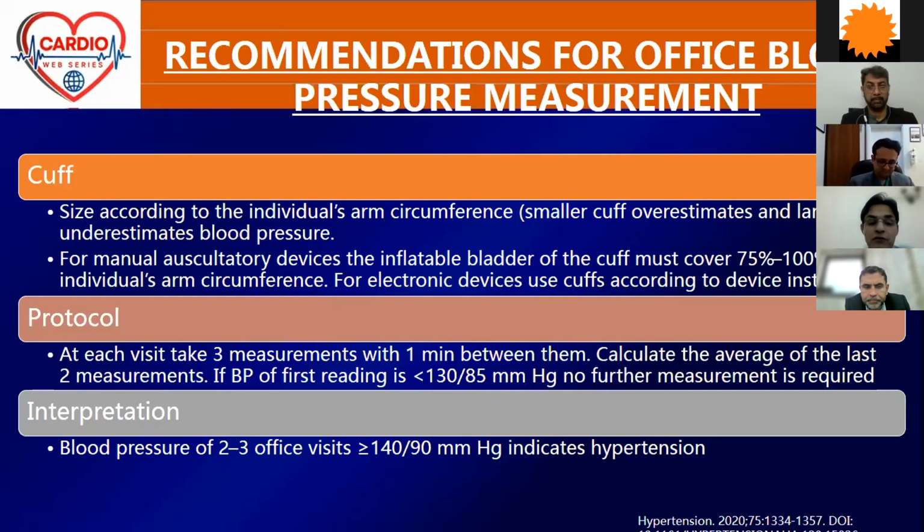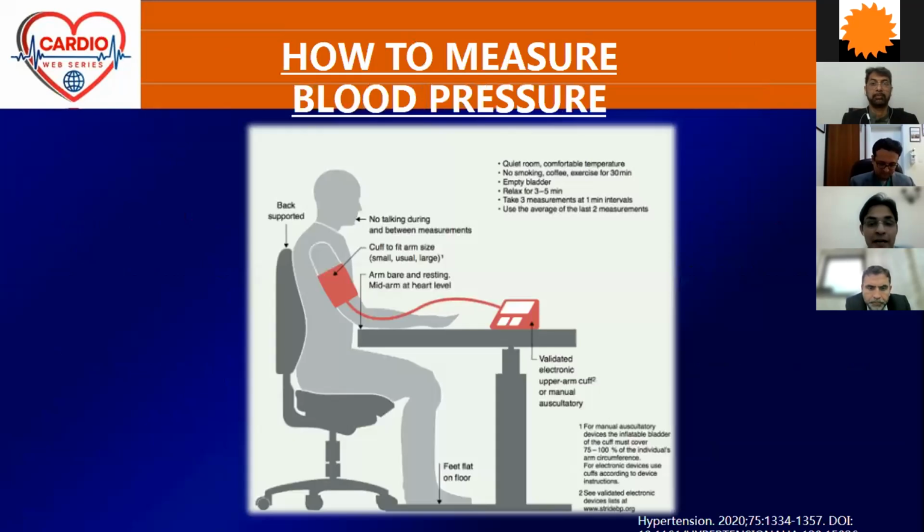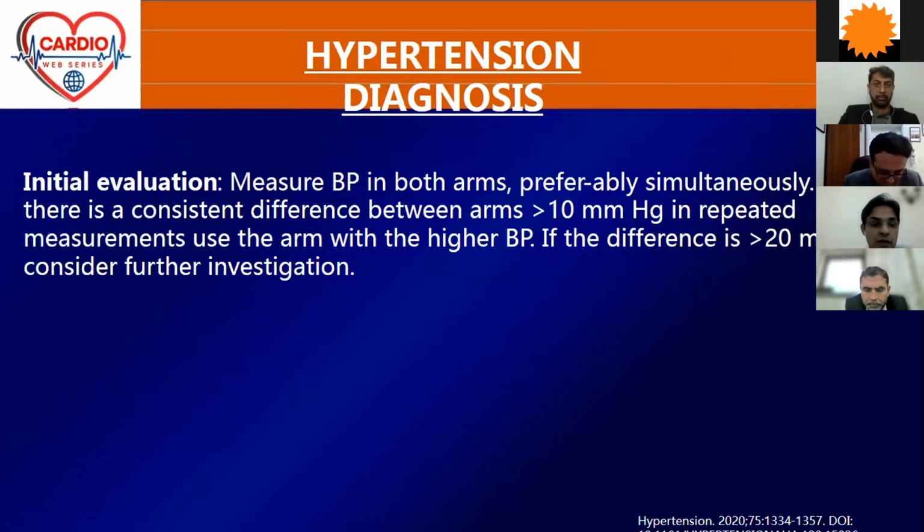Interpretation: blood pressure of more than 140/90 on 2 to 3 office visits, at least 1 to 4 weeks apart, indicates hypertension. Again, the diagnosis should not be based on just one measurement or one setting. Again, this is what I just talked about: the appropriate position, cuff size, and the back support.